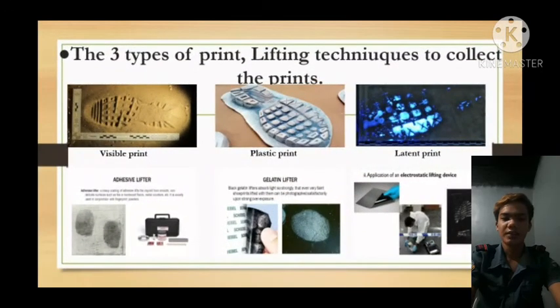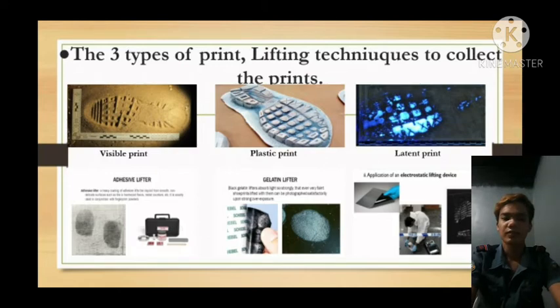There are three types of print: visible print, plastic print, and latent print. Visible prints are formed when blood, dirt, ink, paint, etc. is transferred from a finger or thumb to a surface. Visible prints can be found on a wide variety of surfaces, smooth or rough, porous such as paper, cloth, or wood, non-porous such as metal, glass, or plastic.